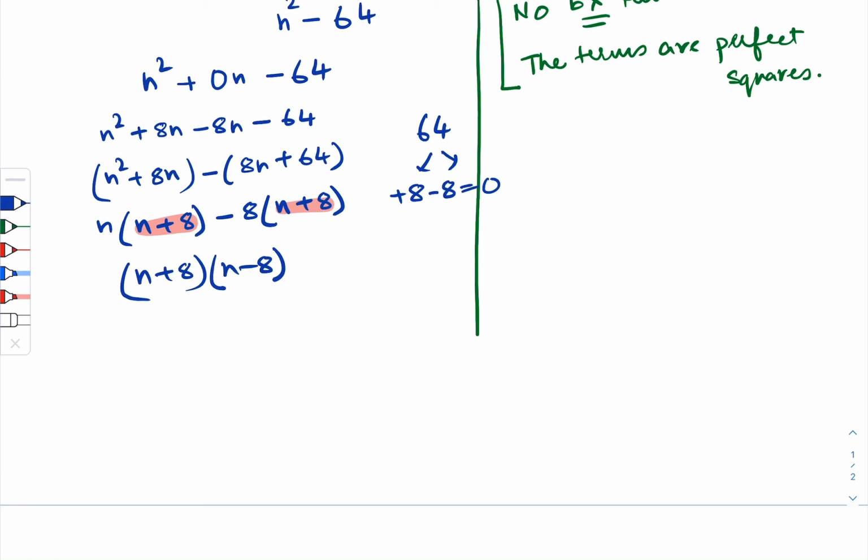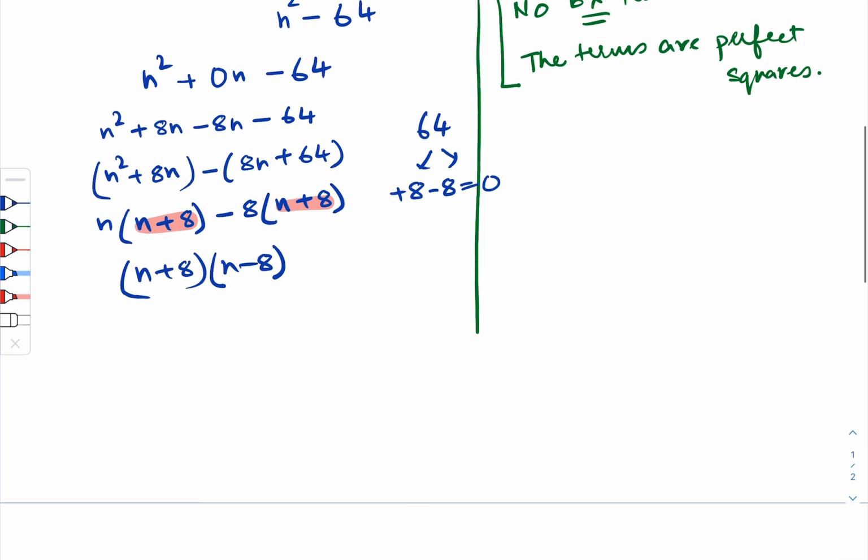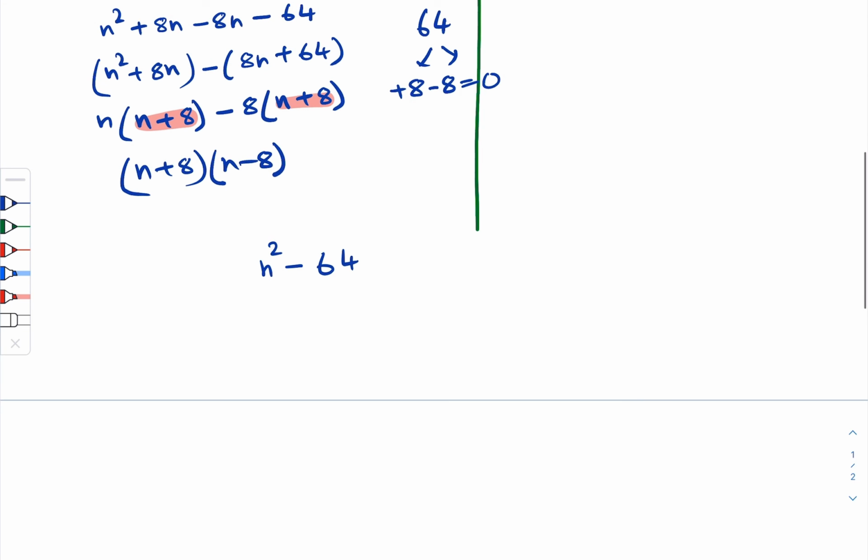That's the solution. Now it turns out, notice carefully, if you look at the initial expression and take the square root of n squared, that gives you n. And if I take the square root of 64, that gives me 8. So whenever you see two complete squares and there's a minus sign in between them, then you're dealing with a special case.